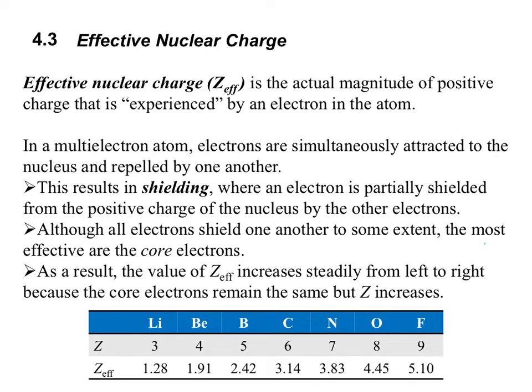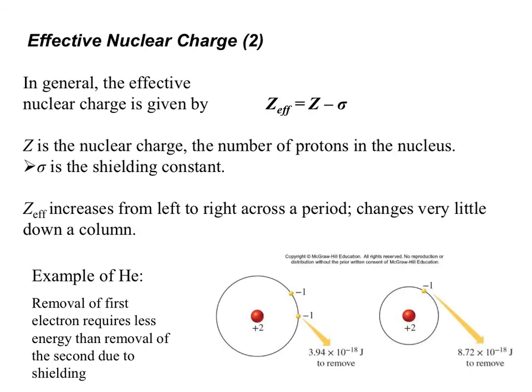You will notice, though, as we move from left to right, the core electrons remain the same. Remember, this is the noble gas core. You don't change the electrons there, but as the valence electrons increase, each one of them also sees more nuclear charge. In general, the effective nuclear charge is given by the equation Z_eff equals Z minus sigma, where Z is the nuclear charge, i.e. the number of protons in the nucleus, and sigma is the shielding constant. Z_eff increases from left to right across a period, changes very little down a column.